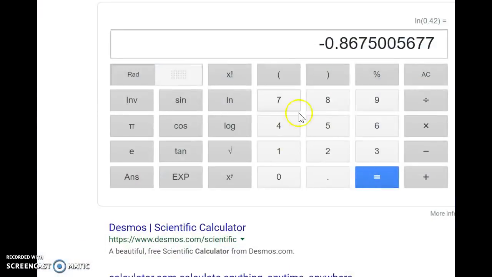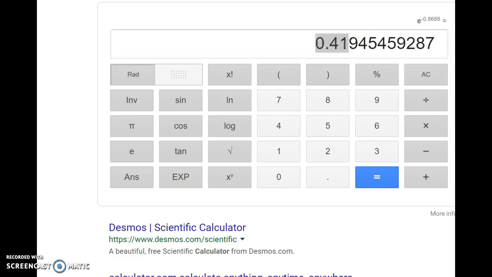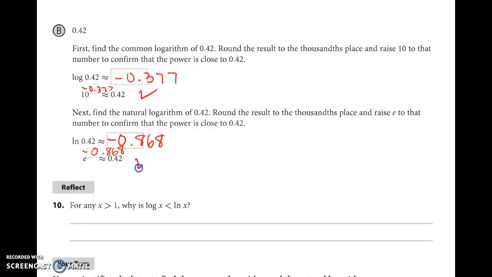Let's switch over and let's try that. e to the power of negative 0.868 equals, again, approximately 0.42. So back to here, and yes, I did verify it.